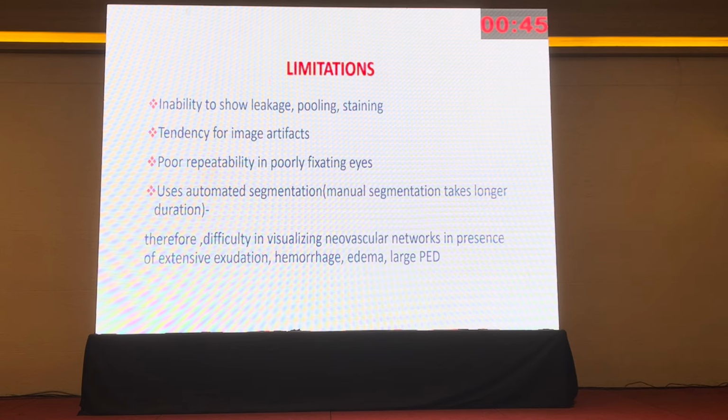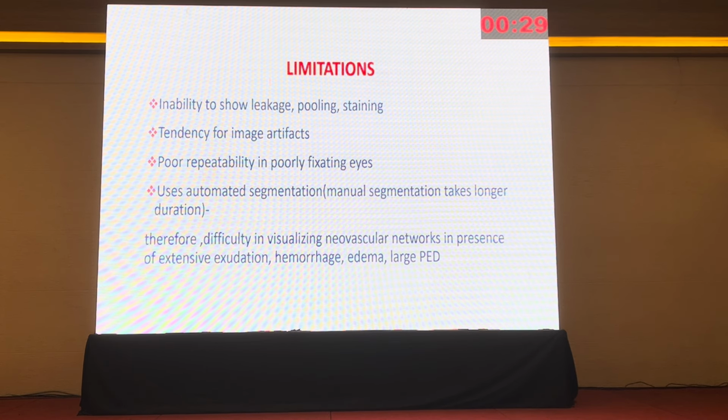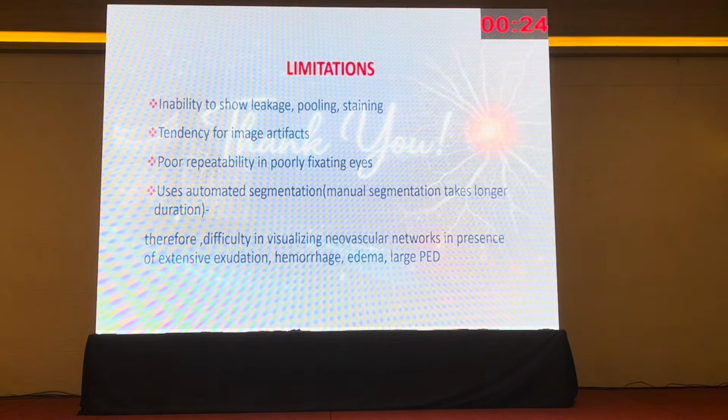So one more problem is this is automatic segmentation. When there are large changes in the macular volume or the macular edema, then automatic segmentation can prove to be a little problem which we have to correct manually. So sometimes neovascular networks can be a little difficult to pick up in terms of large PED or markedly deformed macula, or if there is a lot of hemorrhage overlying it.